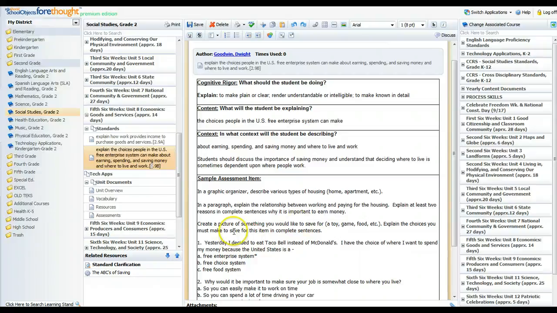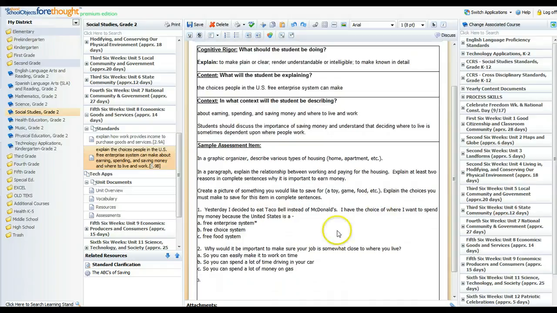I had something that said they could also create a picture of something you'd like to save for and explain the choices you must make to save for this item. I have here a question. Yesterday I decided to eat Taco Bell instead of McDonald's. I have the choice of where I want to spend my money because the United States is a free enterprise system. I'm going to tell you right now, that could show up on a CBA. Please make sure they understand that because we have choices, that's what makes us part of the free enterprise system. If we were to live in another country, they might not have that type of opportunity.